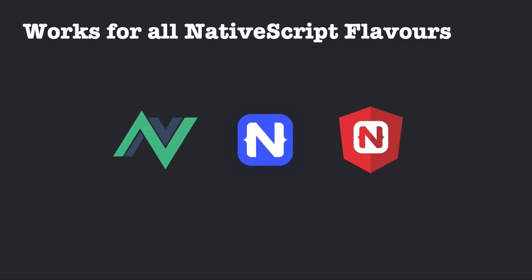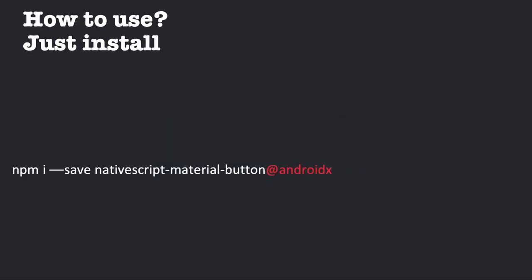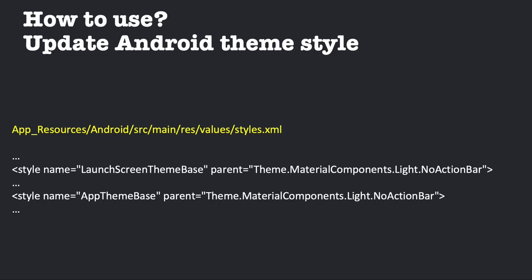And how would you go about using those components? Well, the first thing is you have to install whichever components you want. In this case, I'm giving you an example of the NativeScript material button. So run an npm install for nativescript-material-button at android-x, because this is the version that is compatible with the NativeScript 6.0 release. And if you're building an Android application, you have to go to your app resources, Android, src, main, res, values. There's a file called styles.xml.